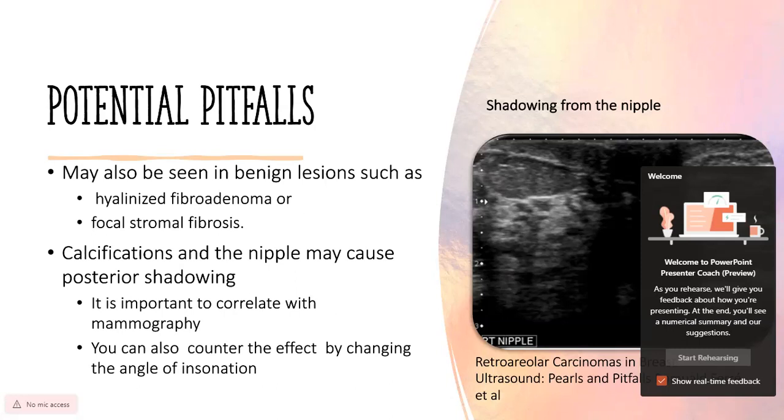It is important for us to always correlate with mammography. If you try and counter this artifact and there is still something suspicious and you've correlated with your mammogram, you can call it. But if it disappears with your countering, and there's nothing on the mammogram, then you know there's nothing there. So how do we counter this? By basically just changing our angle of incidence.